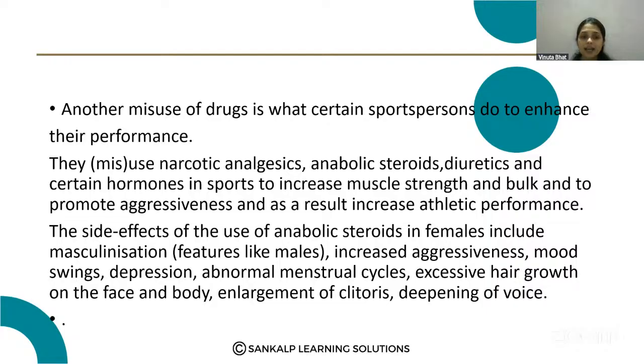The side effects of the use of anabolic steroids in females include masculinization. Some steroid hormones cause male-like features in females, like increased aggressiveness, mood swings, depression, abnormal menstrual cycles, excessive hair growth on the face and the body, enlargement of the clitoris, and deepening of the voice. So all these masculine characters we can observe in females. These are the side effects of the use of anabolic steroids in females.